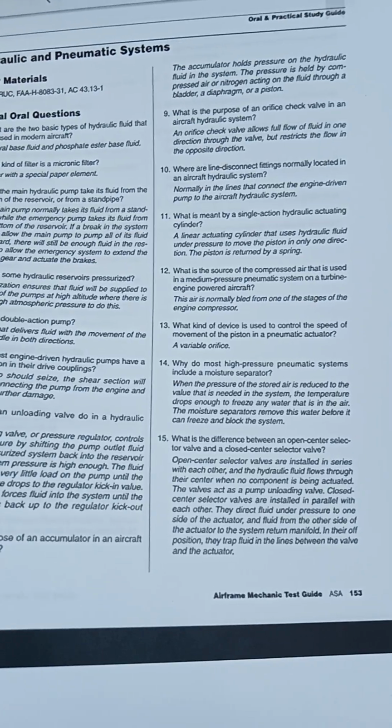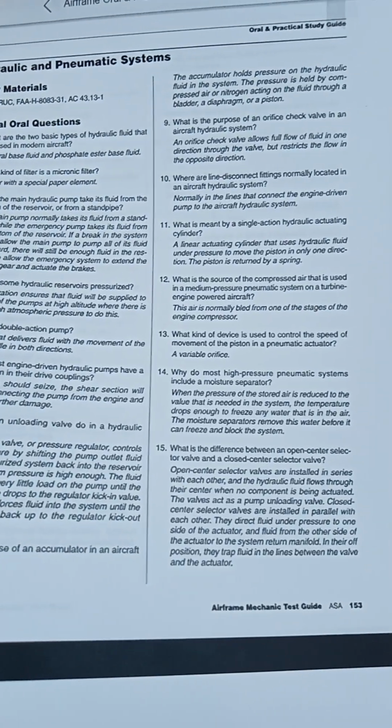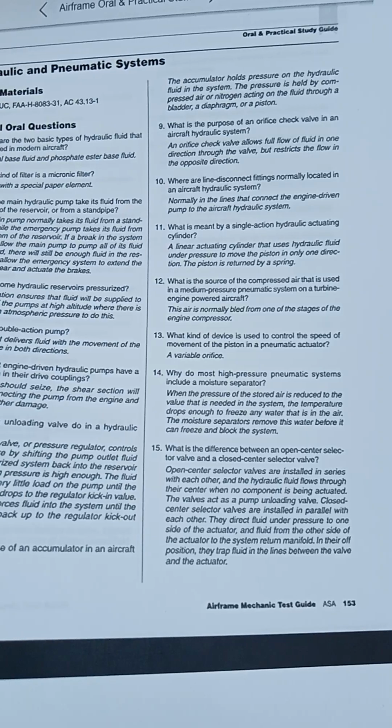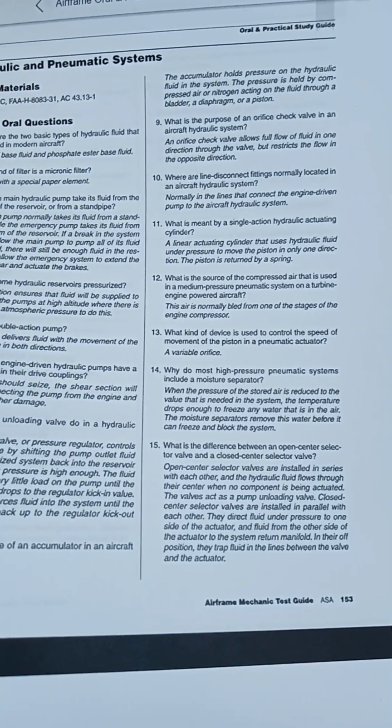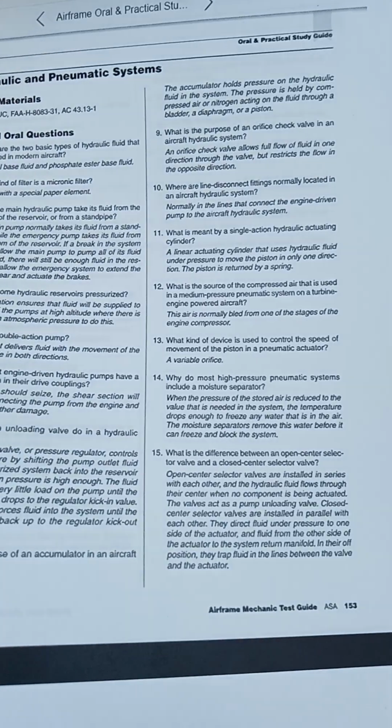What is meant by a single-action hydraulic actuating cylinder? A linear actuating cylinder that uses hydraulic fluid under pressure to move the piston in one direction. The piston is returned by a spring.